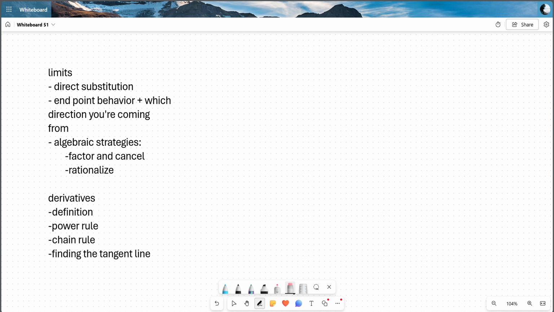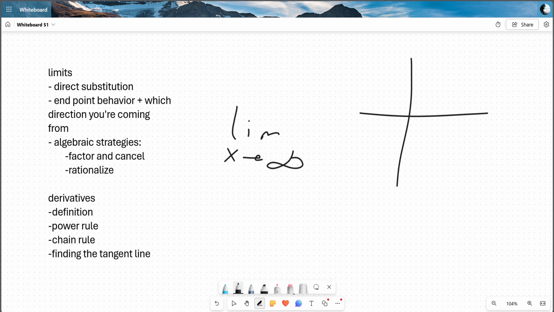Let's do one more interesting thing with limits. Let's say we have limit x tends to infinity. Okay, so you can already see where this is going to be defined and where this is going to be undefined.